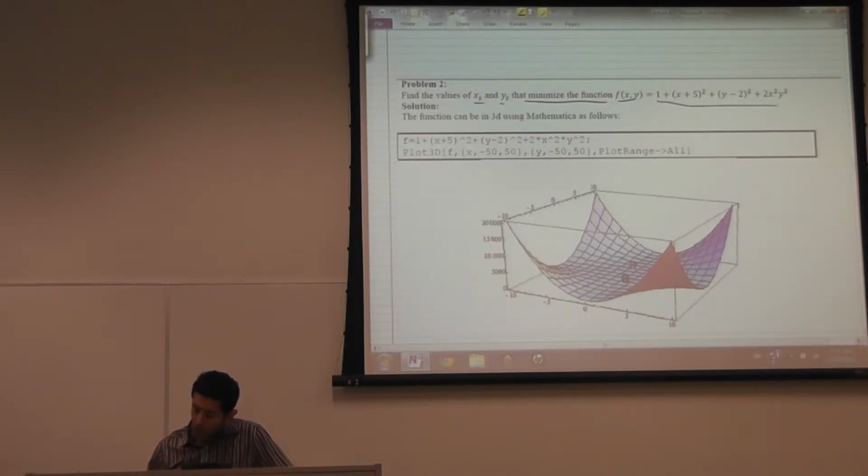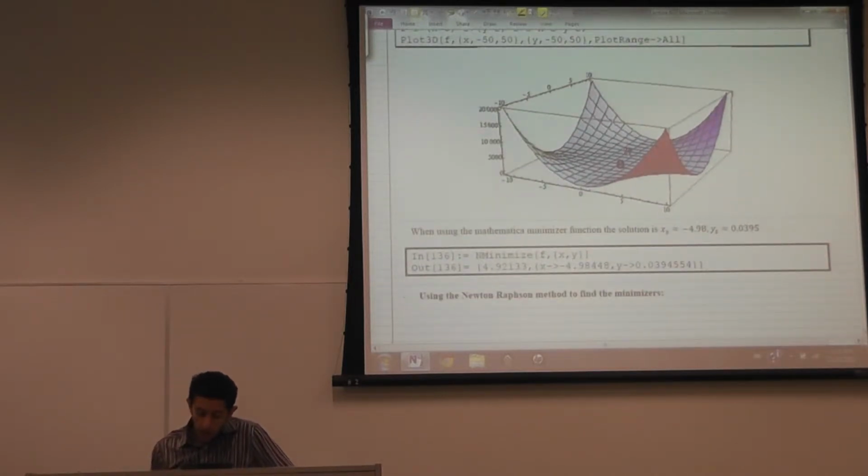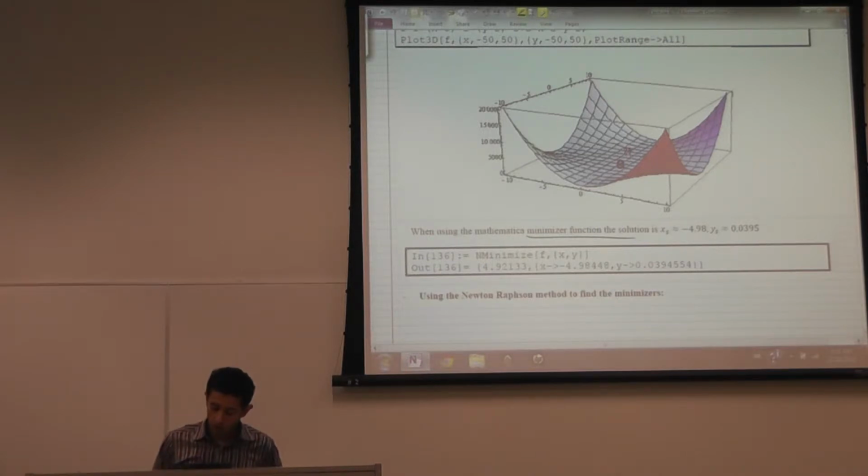Here I just plotted the function, Plot3D, with x from negative 50 to 50 and y from negative 50 to 50, just so that you visualize this problem. Now, you can find the minimizer using Mathematica right away. There's a function called NMinimize, numerical minimize, and you'll find the solution. The solution is equal to those two numbers. That's what minimizes this function.